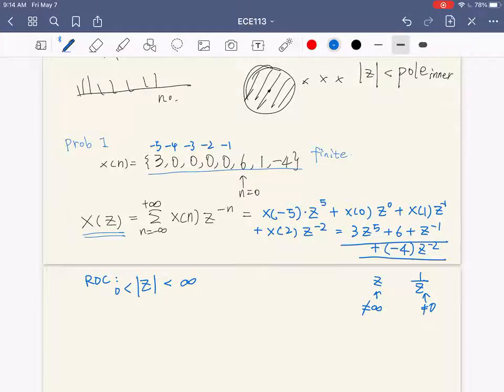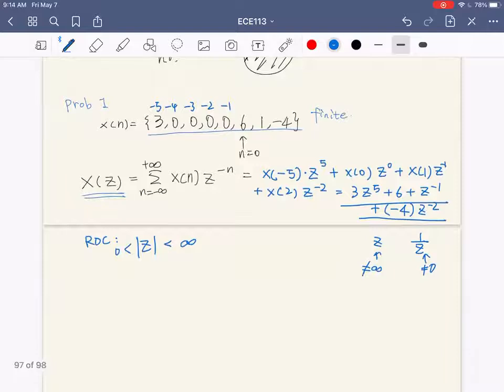It should be 0 to infinity, but the two extremes are excluded. Are we done now? Yes.